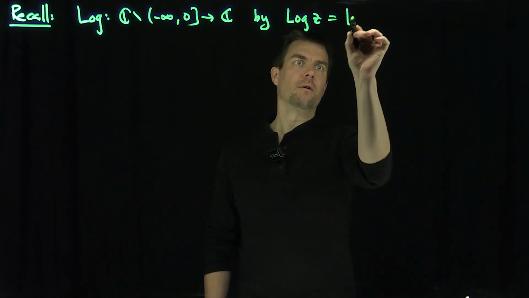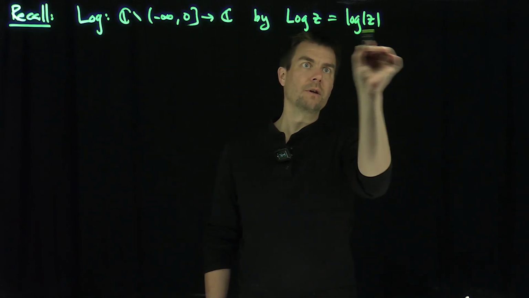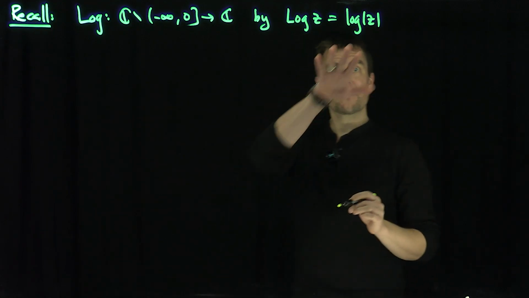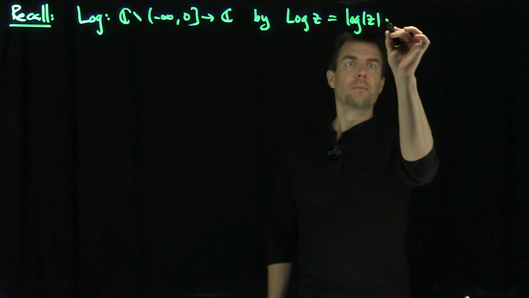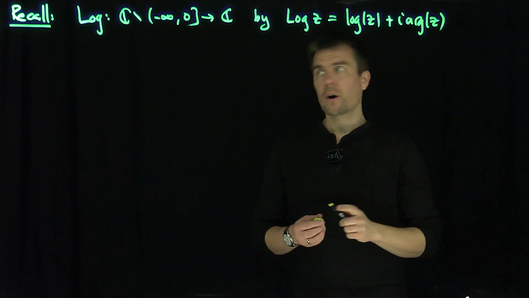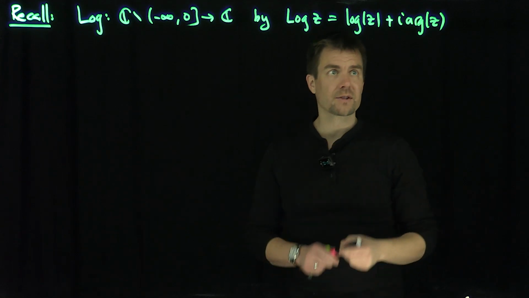is the ordinary logarithm of the modulus of z. That's a real valued thing, so the log of a non-negative real number, like the modulus of z, makes sense, plus i argument of z. And now we recall, of course, that this argument of z is multivalued.